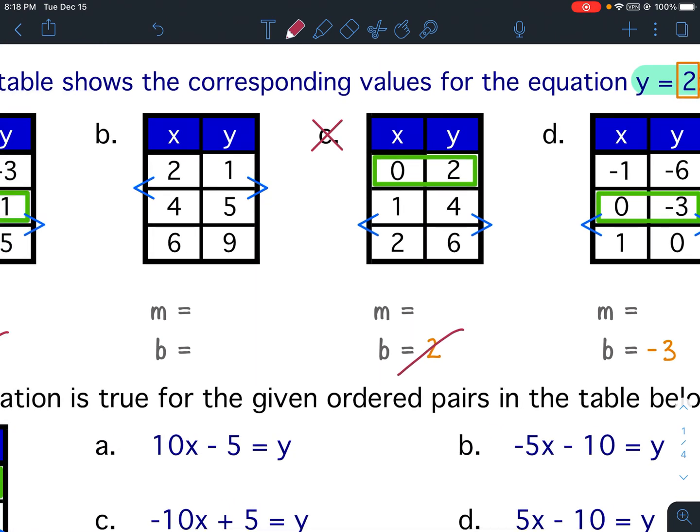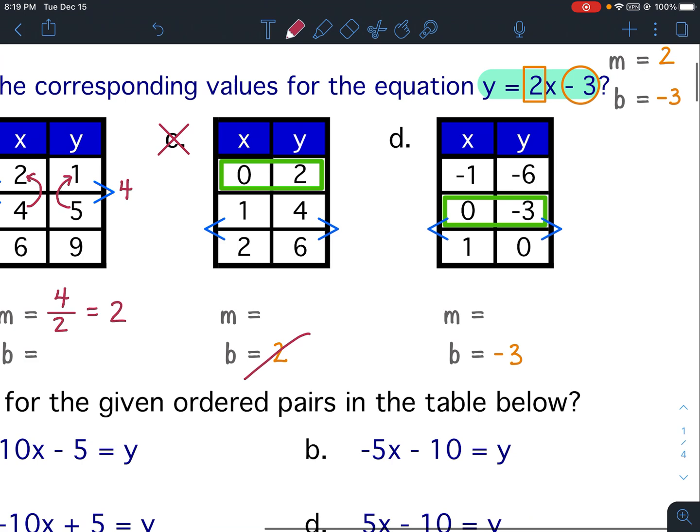Well, for this one, if I take 5 minus 1, I get 4. And if I take 4 minus 2, I get 2. And remember that the slope is your difference in y over your difference in x. And 4 divided by 2 is 2.